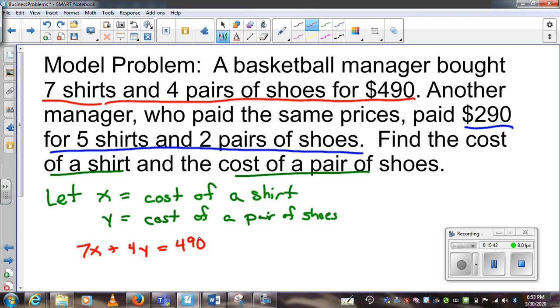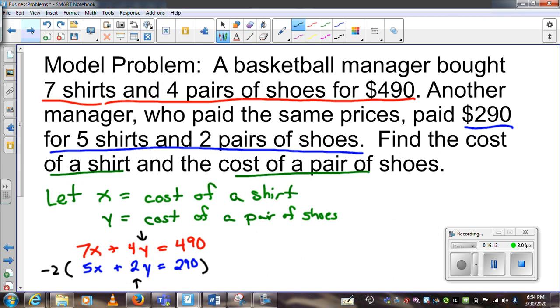I'm going to do the next one the same way. 5 shirts, so 5 times the price of a shirt gives you how much money you have in shirts, plus 2 pairs of shoes, so that's 2 times the cost of a pair of shoes equals $290. And if it were me, I would probably do the addition method, and I would most likely multiply the bottom here by -2, therefore eliminating my y's.